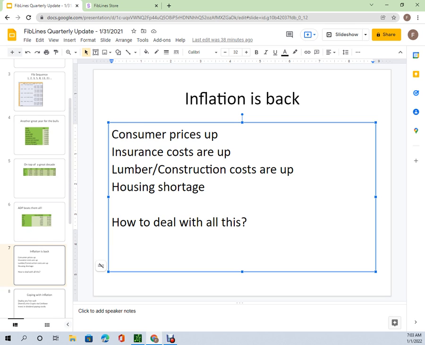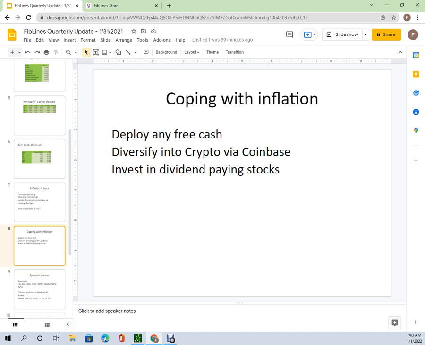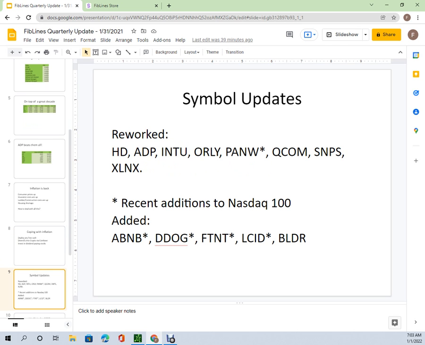Well, basically, cash is losing to inflation, so deploy any free cash that you have beyond your emergency fund. I'm diversifying into crypto via Coinbase, on a very small scale, like $100 a week into Ethereum, just so that I have something going there. Obviously, invest in dividend-paying stocks. As money rotates from one sector to another, it will always stay with dividend-paying stocks because they have that security.